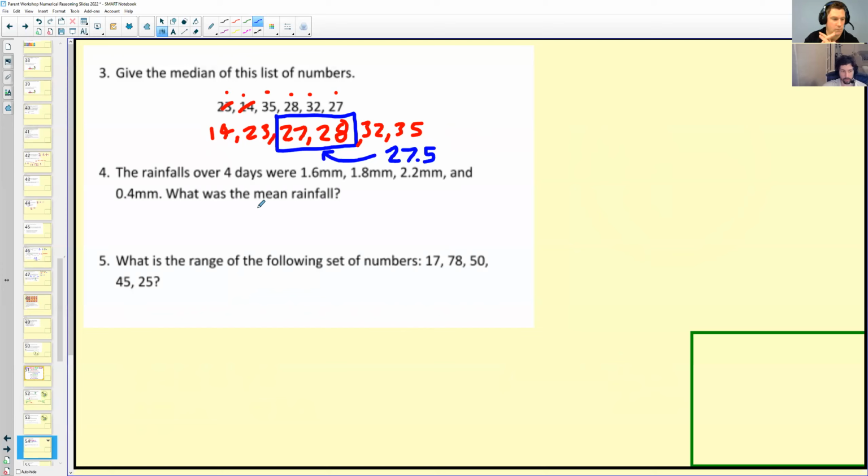Again, what's the mean rainfall? This involves adding decimals, so do we have a method that's suitable for that? And then dividing our total, in this case by 4, which means dividing a decimal. Do we have methods? Range the following numbers. Perhaps the most common thing I see is they'll just take the first and last numbers rather than the largest number and the smallest number. Other than just not knowing what the range is, that's the most common mistake I see. So it'll be 78 minus 17 for that question.